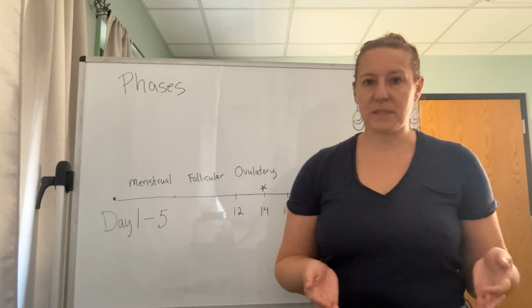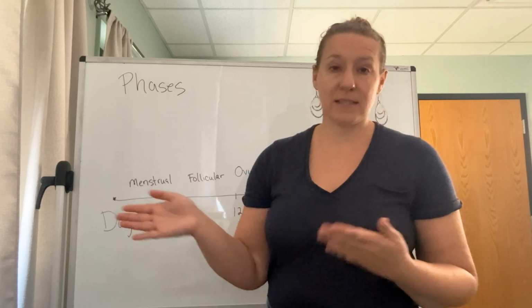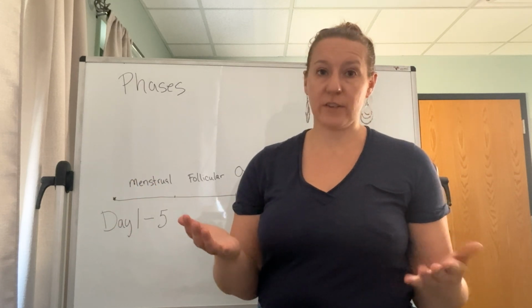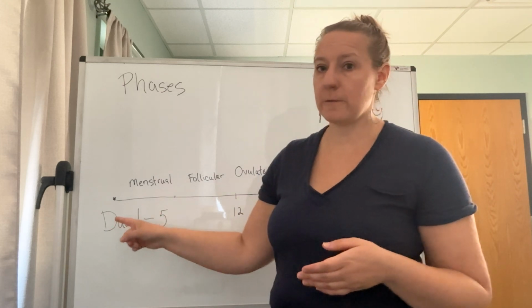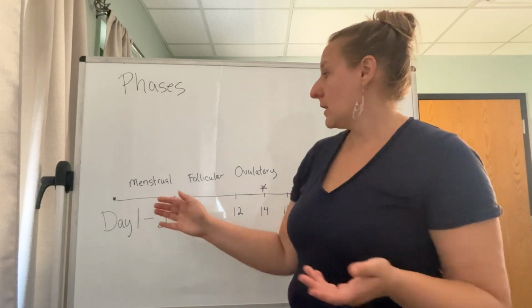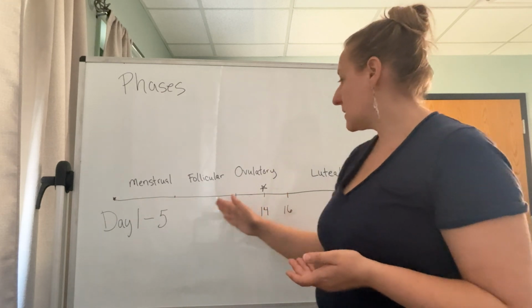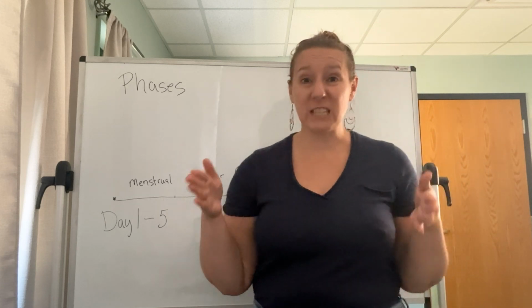So getting a bit more specific, the rhythm of your cycle is broken into phases. This is just how we talk about the different things happening. So again, starting on day 1, this is your period. And so for the first 5 days or so, we call it the menstrual phase. And then up until about day 12 or 13, we call this the follicular phase.